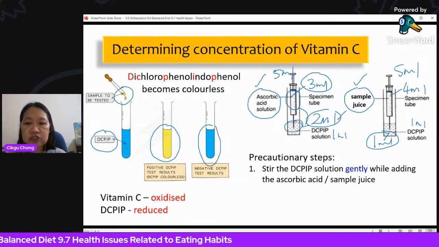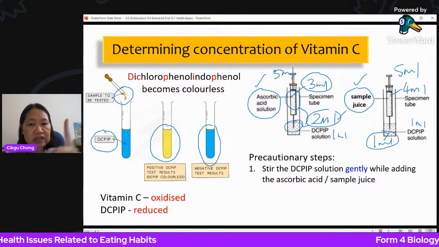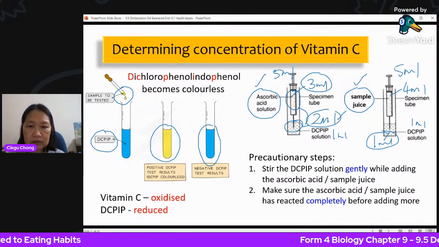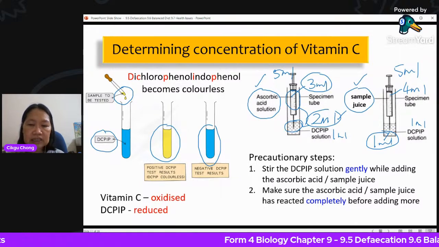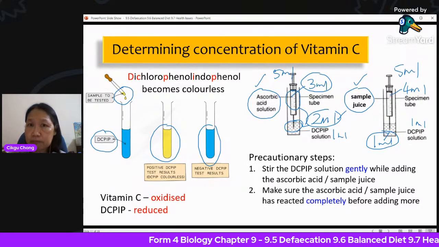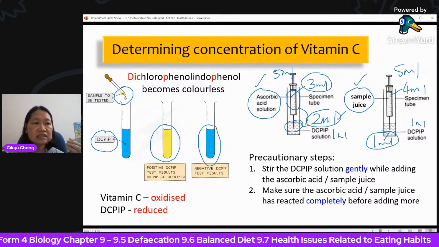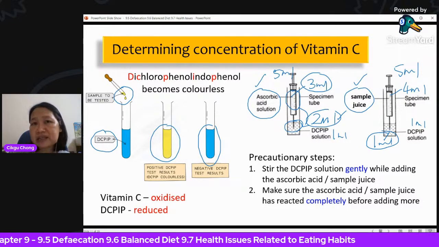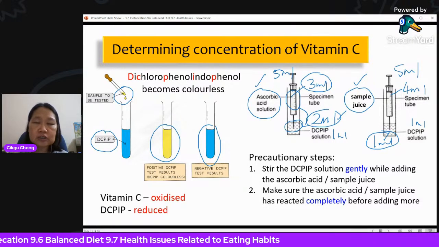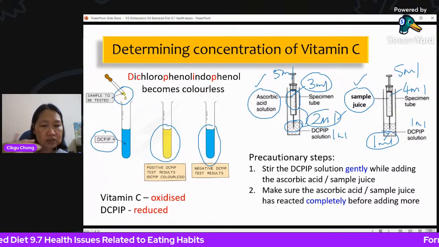Okay, so please use the word gently. You have to say stir gently. Stir the DCPIP gently with the needle. Don't shake it. Make sure the ascorbic acid or the sample juice has reacted completely. Don't add it all in one go, because you may have over-added. You may have passed the end point. So slowly, bit by bit, stir it.